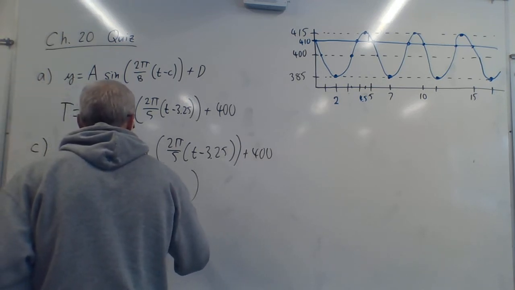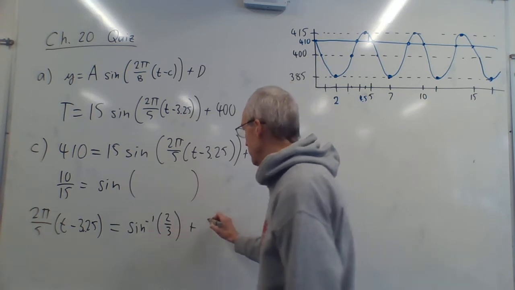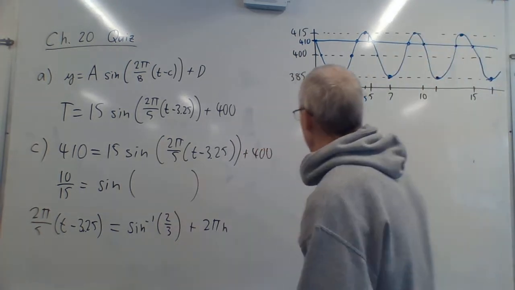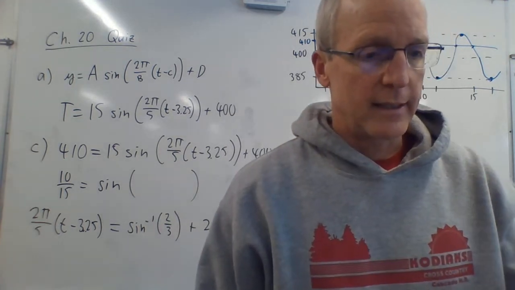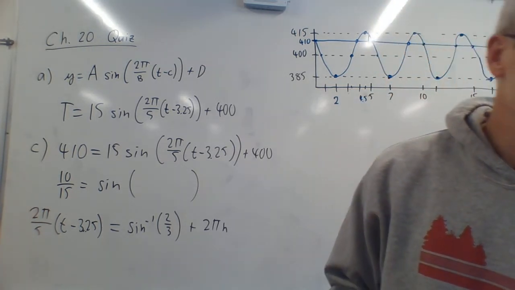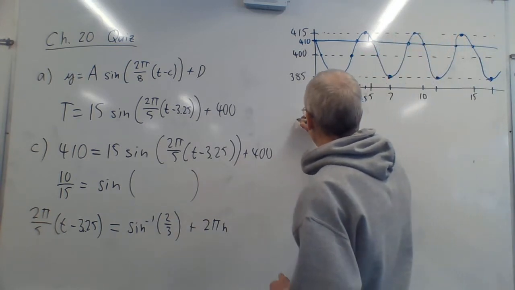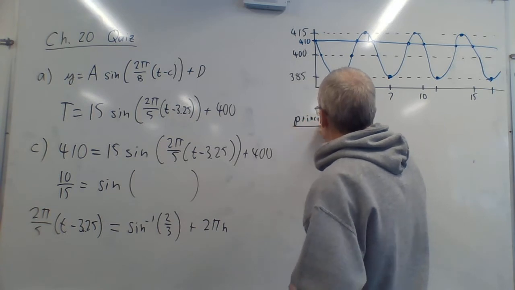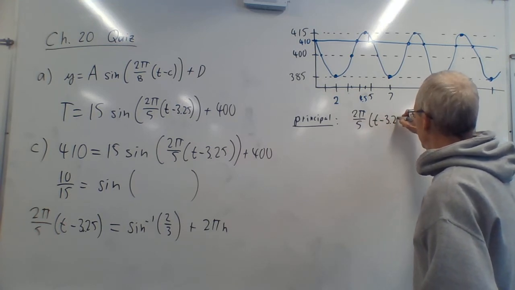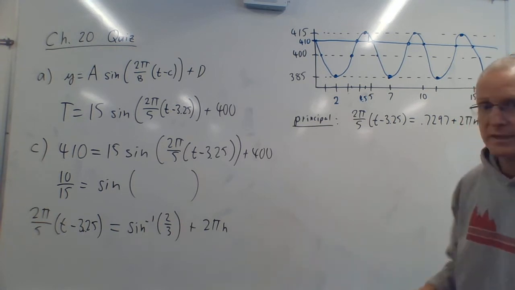So inverse sine of 2/3 plus, as soon as we take inverse sine, we get this in our calculator, plus 2 pi n. Plus 2 pi n. Can't forget that. Super important. Now, we get this in our calculator, and I already did this, so I don't need to use my calculator right now. The inverse sine of 2/3, I got that to be 0.7297. Make sure you're always using radians, okay? Always use radians in your calculator. 0.7297. That's the principal solution. The principal is what your calculator spits out, 0.7297. So I get 2 pi over 5 times (t minus 3.25) equals 0.7297 plus 2 pi n. Again, that's the principal, what your calculator spits out.